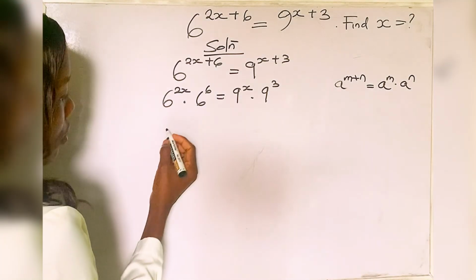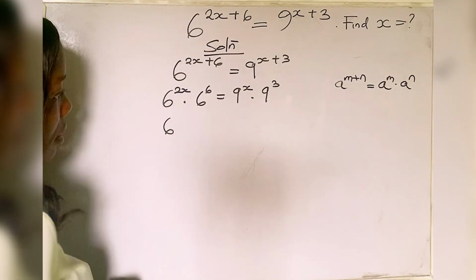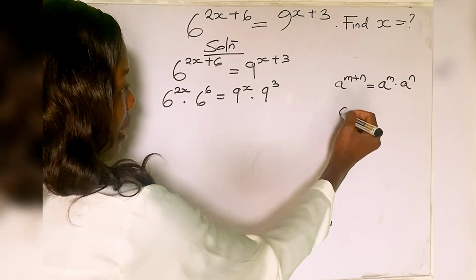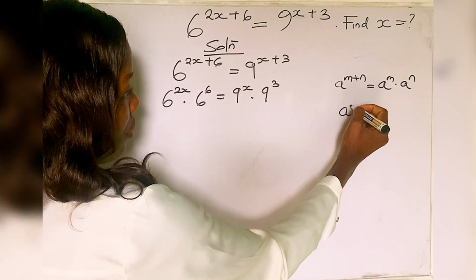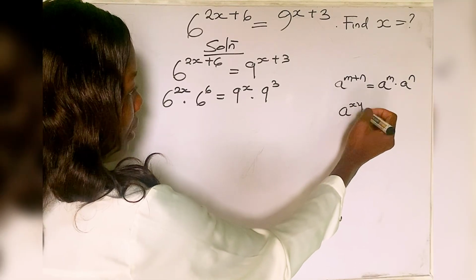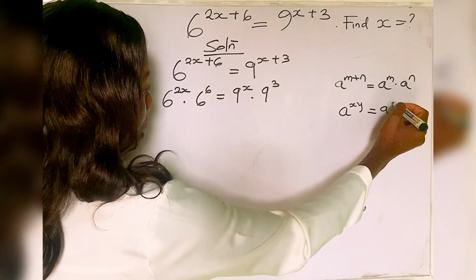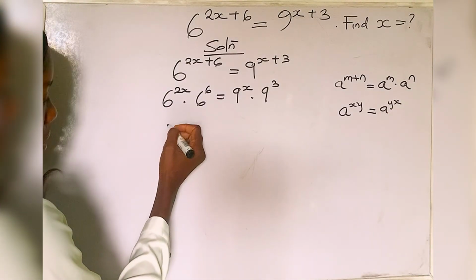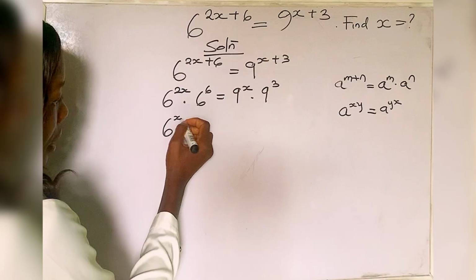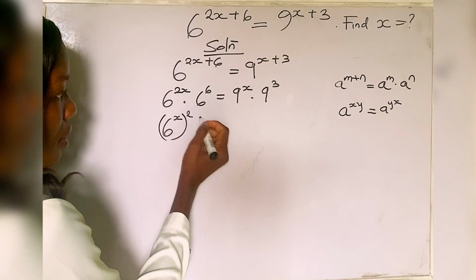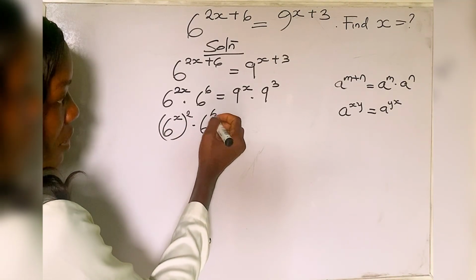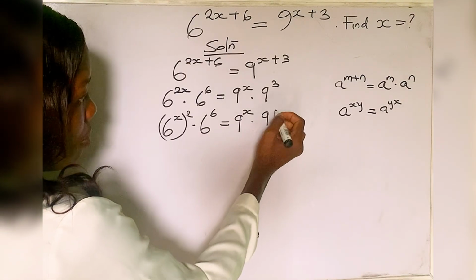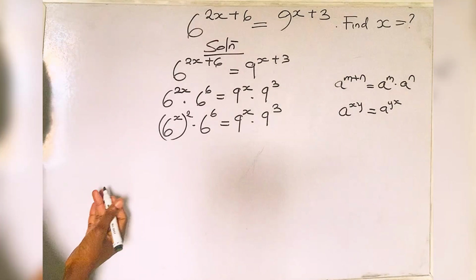Now we can rewrite this as, when you have something like a to the power of xy, the same thing as a to the power of yx. So now we can rewrite this and say 6 to the power of x squared multiplied by 6 to the power of 6 is equal to 9 to the power of x multiplied by 9 to the power of 3.